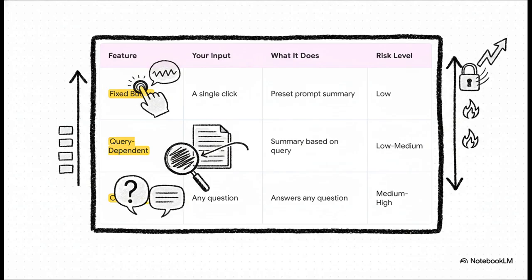Pretty low risk. Then it gets a little smarter with query-dependent summaries, where the AI actually looks at your original search to tailor the summary. And then there's the whole chat with PDF model, where you can ask it literally anything you want about the document. And that's where you can really see the pattern. The more freedom you get, the higher the risk of the AI getting something wrong.